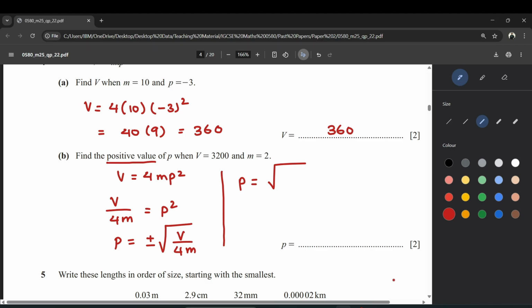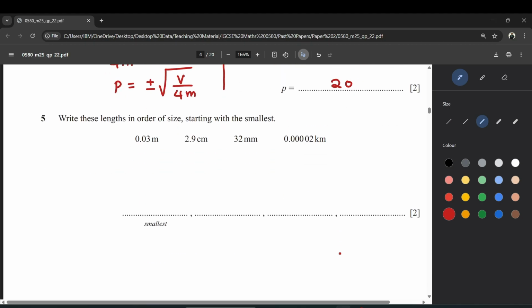Now, the value of v is 3200, and divide by 4m, m is 2. So 4 times 2 will be 8. So 3200 divided by 8. So 32 divided by 8 is 4. So your answer is going to be the square root of 400, which turns out to be 20, because we know that 20 times 20 gives us 400. So therefore the square root of 400 will be equal to 20.